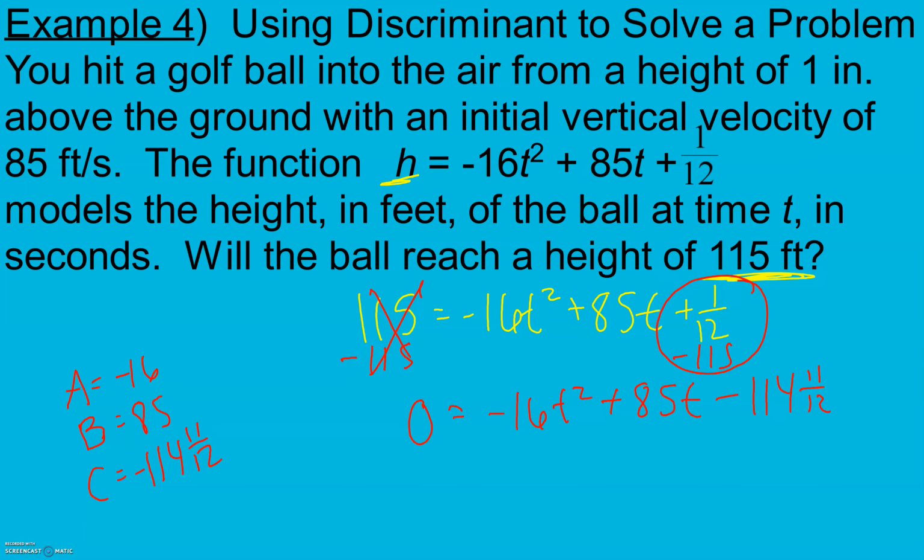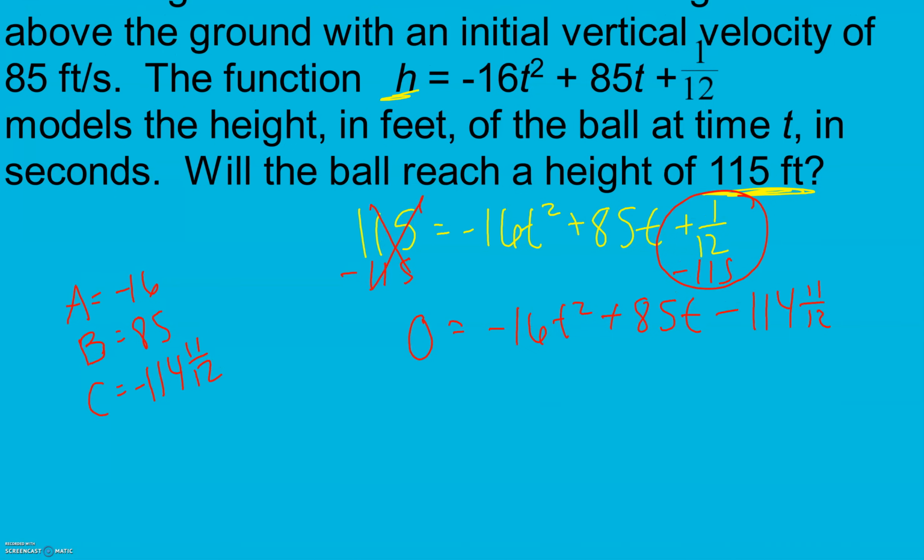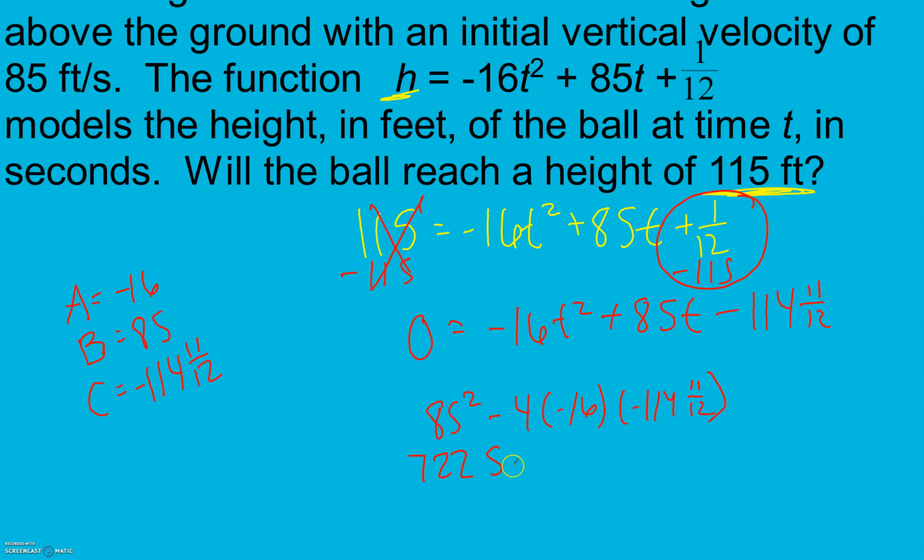Then I plug them in. B squared minus 4 times a times c. 85 squared is 7225. When I do all this, I get negative 7354.6 repeating, which is going to give me a negative answer, which means I have no real solutions here. This doesn't happen because I don't get any solutions there.